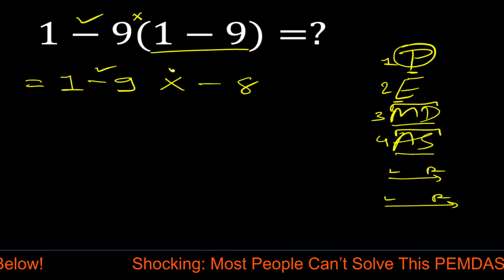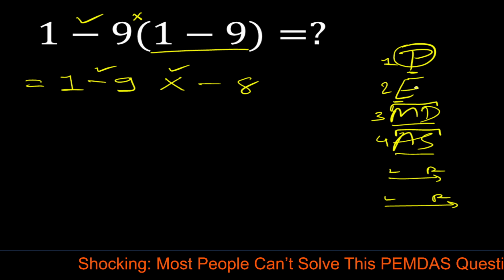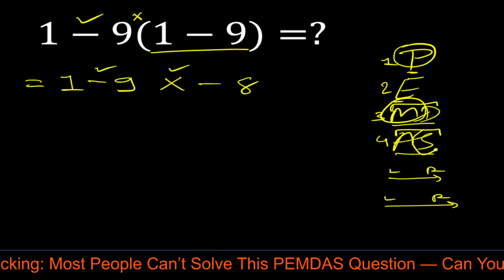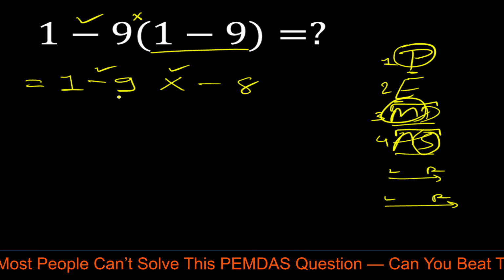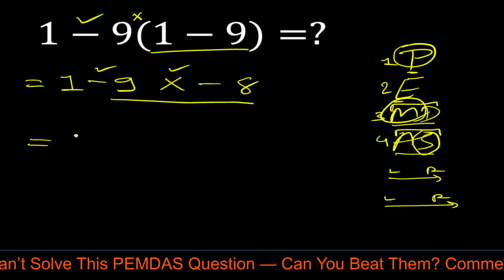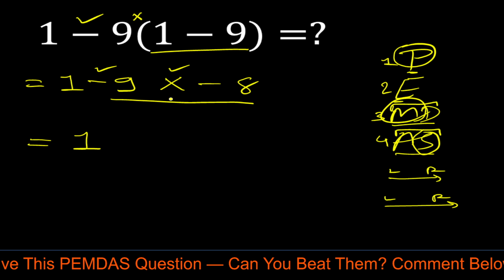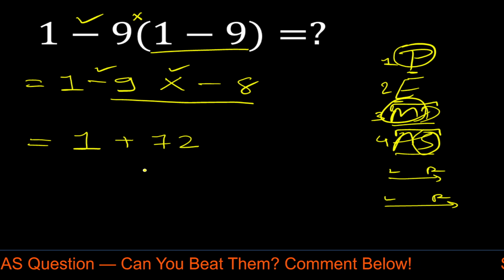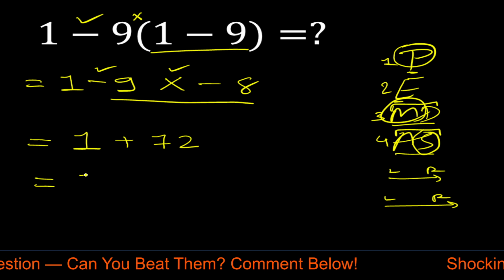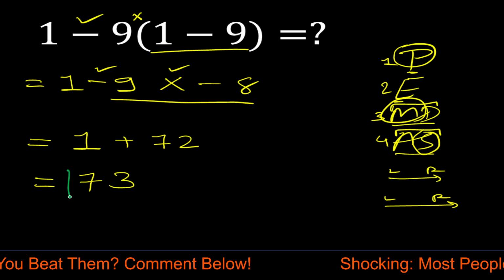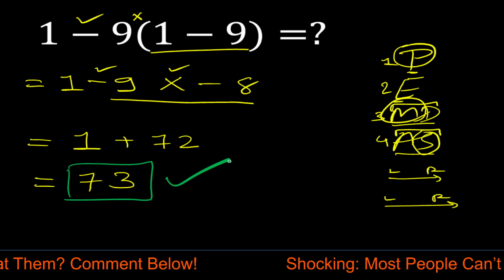Now here we have subtraction and here multiplication. So according to the PEMDAS rule, first we have to solve multiplication, then we have to solve subtraction, right? So first we have to solve this multiplication. So 1, now minus 9 times minus 8 is equal to plus 72. So 1 plus 72 is equal to 73, right? So the correct answer is 73.